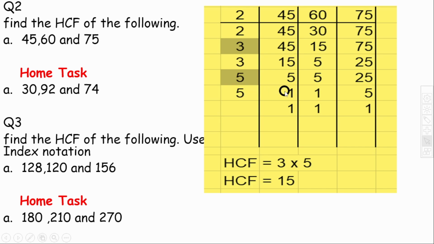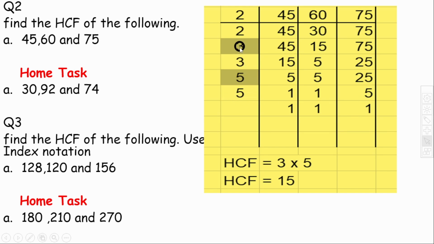So let's try the last one. Let's try 5 again. 5 in 1 is not possible, so we write the 1. 5 in 5 is what? 1. So we cannot highlight this 5 because it didn't divide 1 and it didn't divide this 1. It divided only this one. So we can't highlight it.